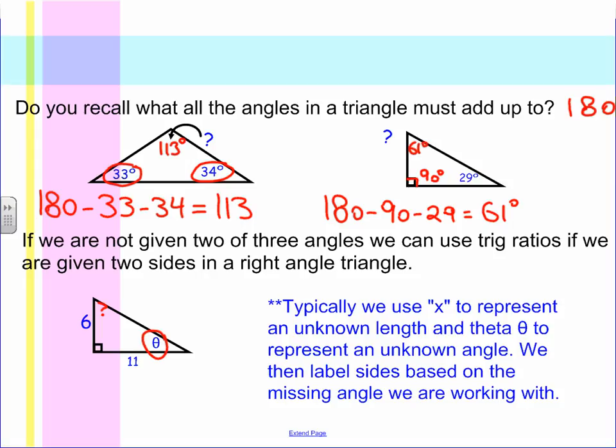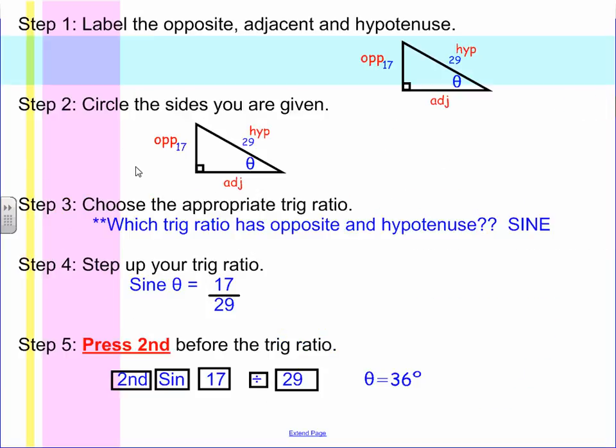The next slide is a nice little reference page. You can always come back to this page if you're ever confused on what you need to do. It's very similar to when we use SOHCAHTOA to find missing sides, but there's a little twist at the end. So the very first thing is the same as before, and it's always label your triangle. So in this triangle here, we've labeled our sides. We've got our opposite, our adjacent, and our hypotenuse.